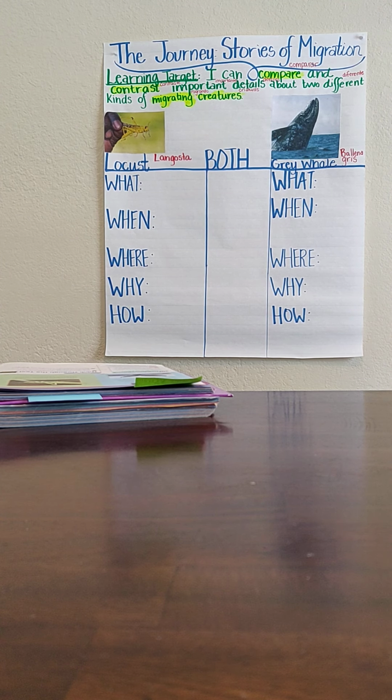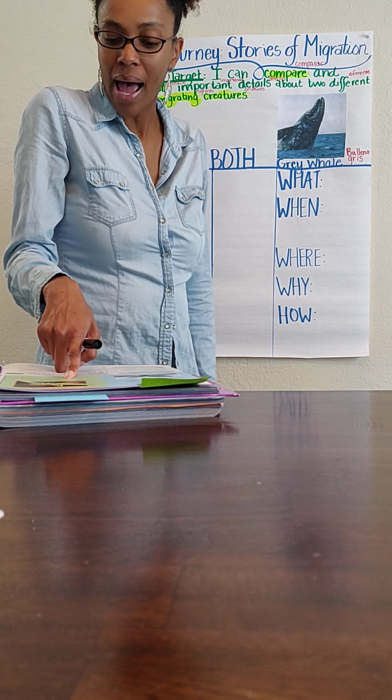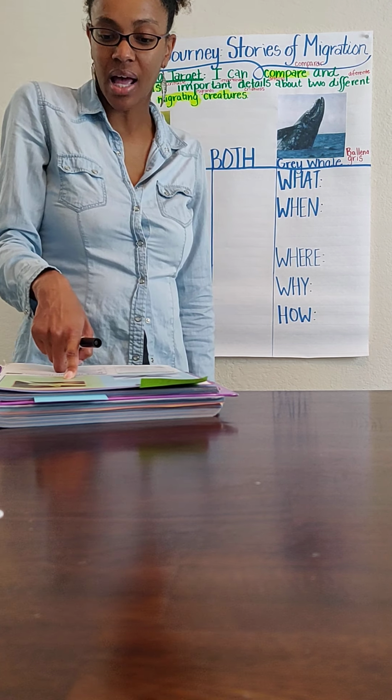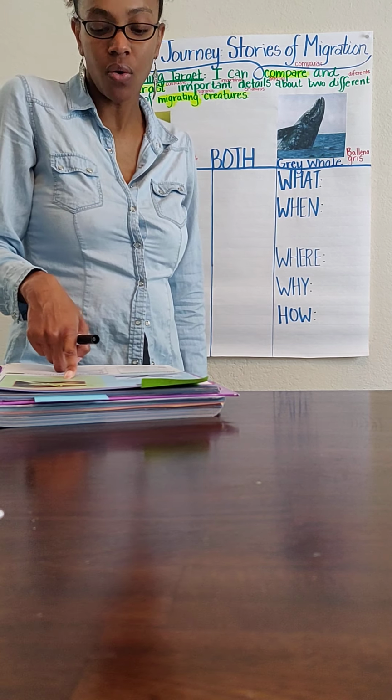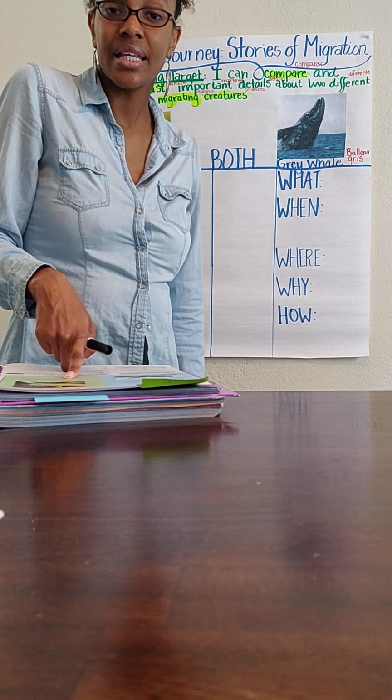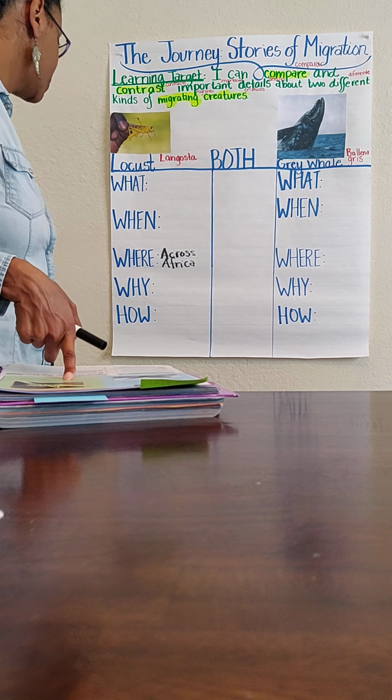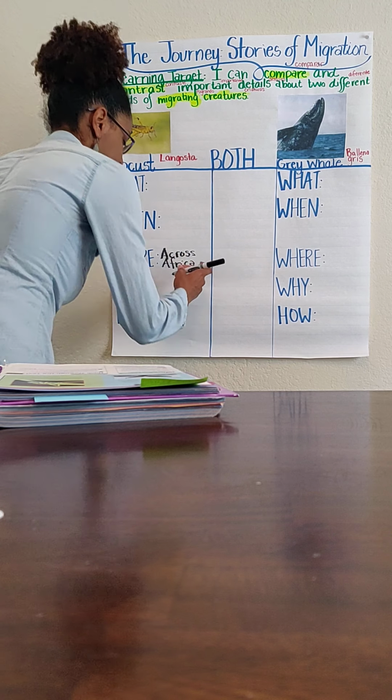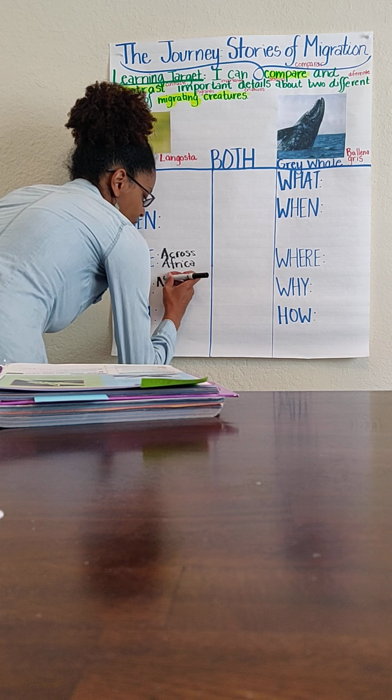Look at the second paragraph on 241. Sometimes too many grasshopper eggs are laid in one small area, and when the grasshoppers are born, there isn't enough food. So this section answers the question, why? I'm going to ask myself, why are the locusts traveling? They're traveling because there isn't enough food. So in the why section, I'm going to paraphrase that.